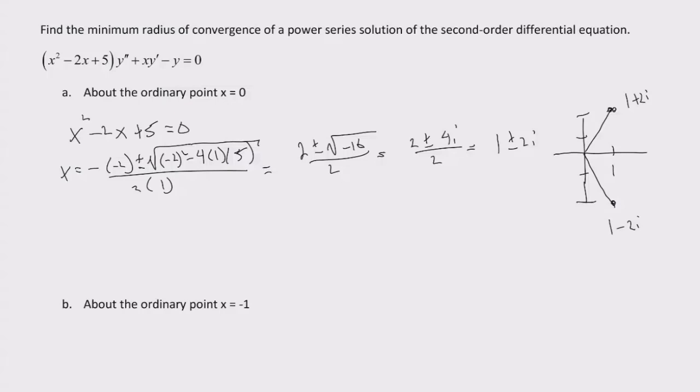So I'll just find the magnitude of one of them because they are symmetric. So that would be the square root of 1 plus 2i squared, which is the square root of 5. Okay, so that tells me that the distance from the origin to those points would be square root of 5. So that means our solutions must converge at anything less than square root of 5. So that's our minimum radius there.